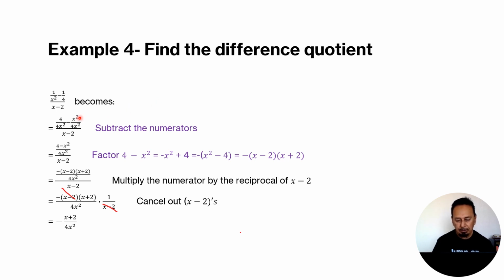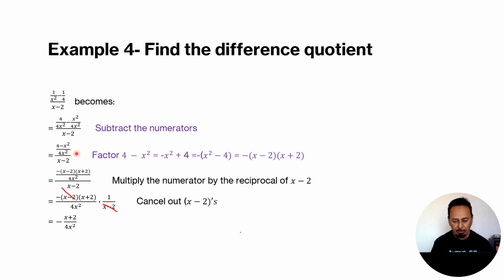To do that, you multiply 4 on the top and 4 on the bottom, and it becomes 4 over 4x squared. And here we multiply by x squared on top and bottom, so it becomes x squared over 4x squared, and overall divide by x minus 2. Now you have the same denominator, so we can subtract the numerators. So it becomes 4 minus x squared over 4x squared, over x minus 2. Now we have to simplify.